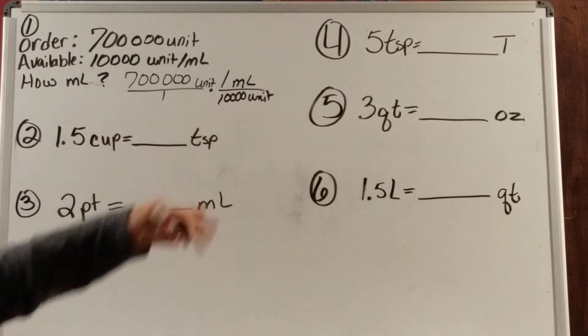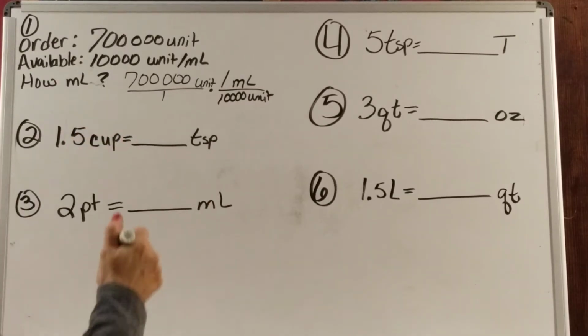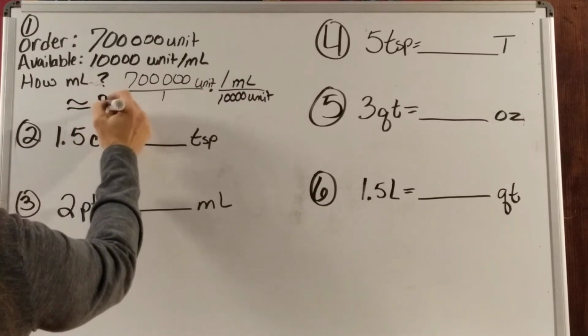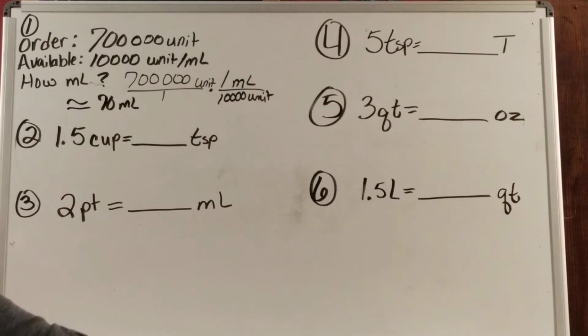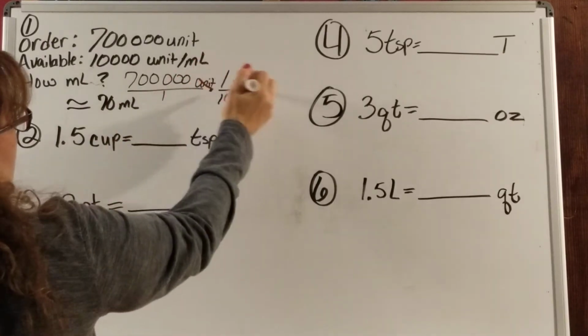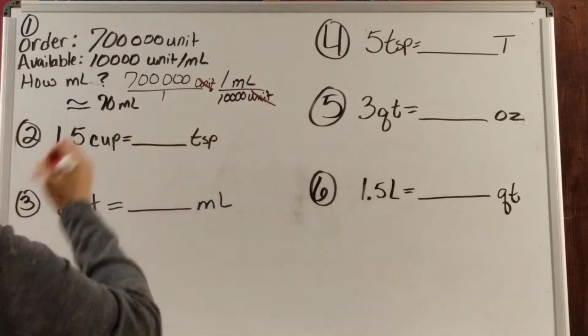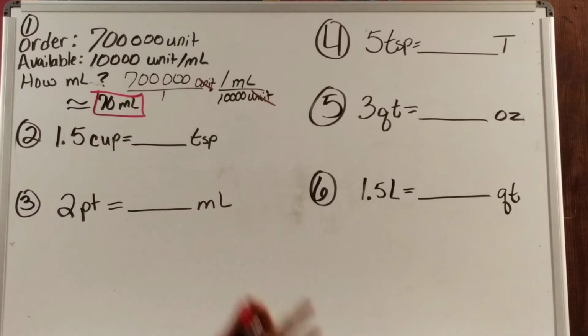Guys, just be very careful you add the correct zeros. Sometimes we drop a zero or put too many zeros and it'll change your answer. And this here is going to give me 70 milliliters, right? After I reduce the unit out, 700,000 times 1 divided by 10,000 gives me 70 milliliters. That would be what you administer based upon the order and what's available.